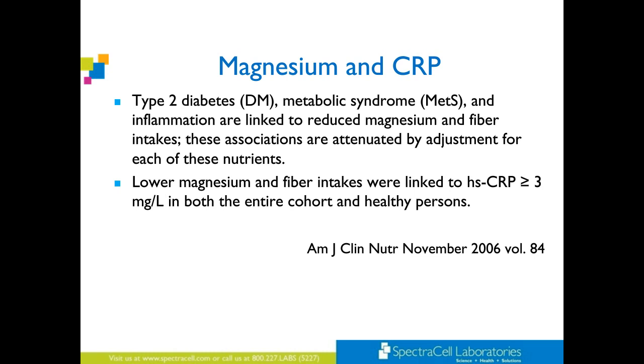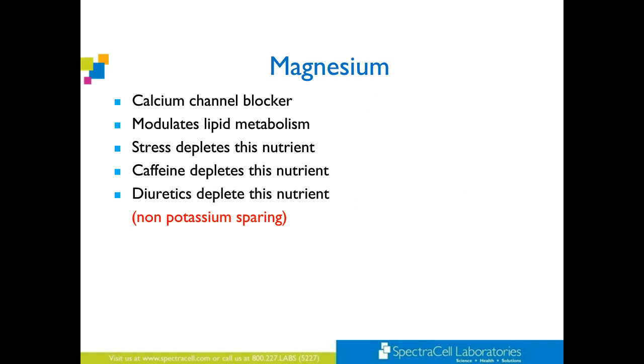Now, as I mentioned, there's numerous things that we have to consider magnesium for when we're looking at the patient. And you can see that magnesium is a calcium channel blocker. So this is one of the ways it works for hypertension. It modulates lipid metabolism. So this is how, of course, it affects or modulates our triglycerides and our cholesterol. Stress depletes this nutrient. Once again, physical stress like exercise or psychological stress. So any of us that suffer with stress on a daily basis or weekly basis, we're going to have a higher demand of magnesium. Caffeine depletes this nutrient.